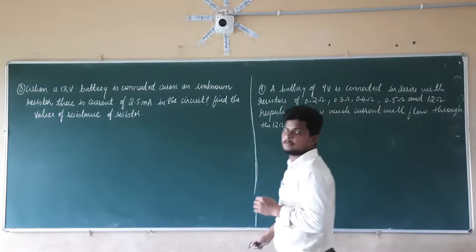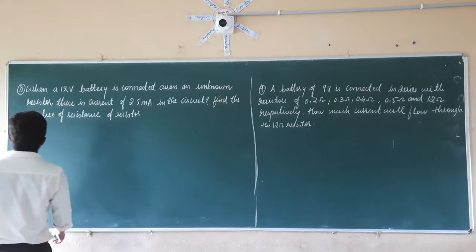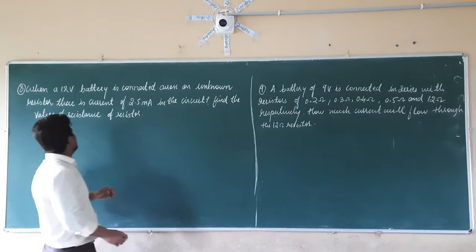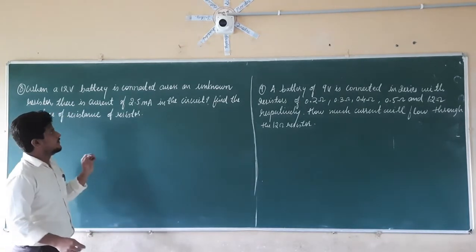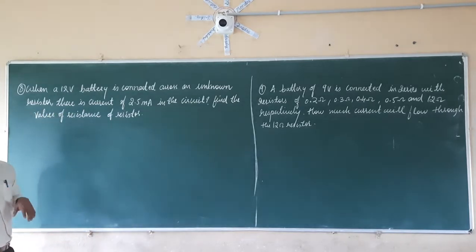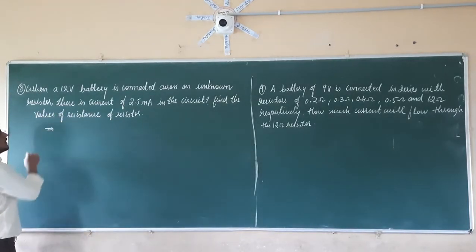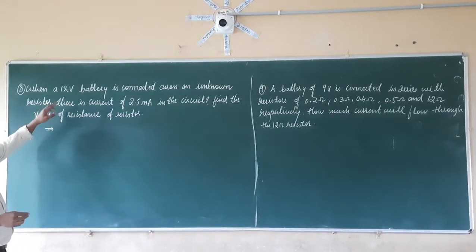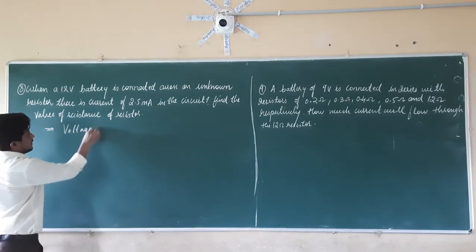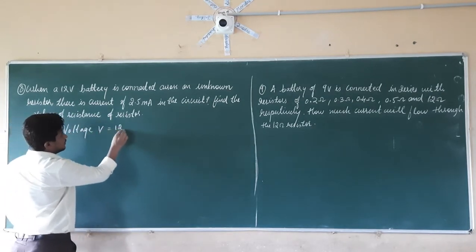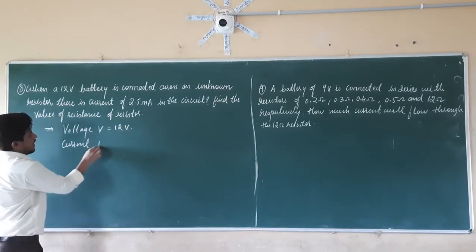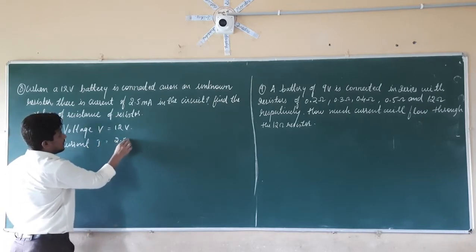Now let us consider the 8th problem. When a 12-volt battery is connected across an unknown resistor, there is a current of 2.5 milliampere in the circuit. So find the value of the resistance of the resistor. So what is given here? When a 12-volt battery is given, the potential difference, that is nothing but voltage, V is equal to 12 volts. Then they are given the electric current, so current I is equal to 2.5 milliampere.